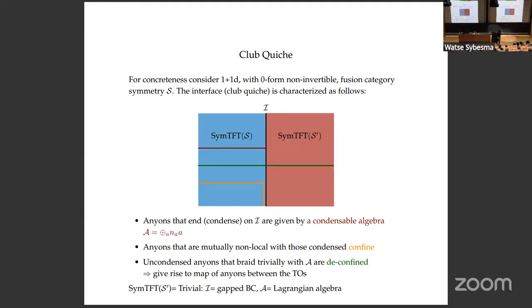If S prime is trivial, this is nothing other than a gapped boundary condition. It's just an interface to the trivial theory. So the case of the standard SymTFT is packaged into this as well. In that case, this algebra isn't just mutually local, but it's also maximal, and these are called Lagrangian algebras. So studying Lagrangian algebras is basically studying these interfaces to the trivial TQFT. Okay? So this is the picture that you should keep in mind when I'm talking about these interfaces.